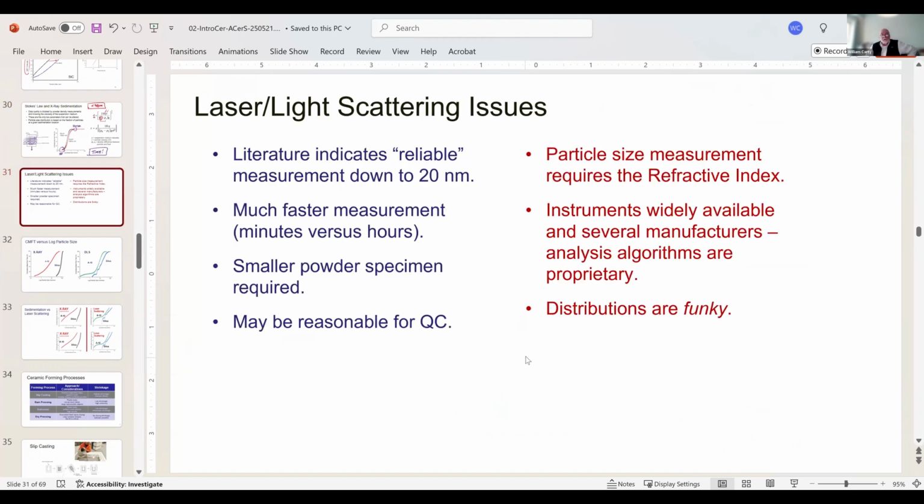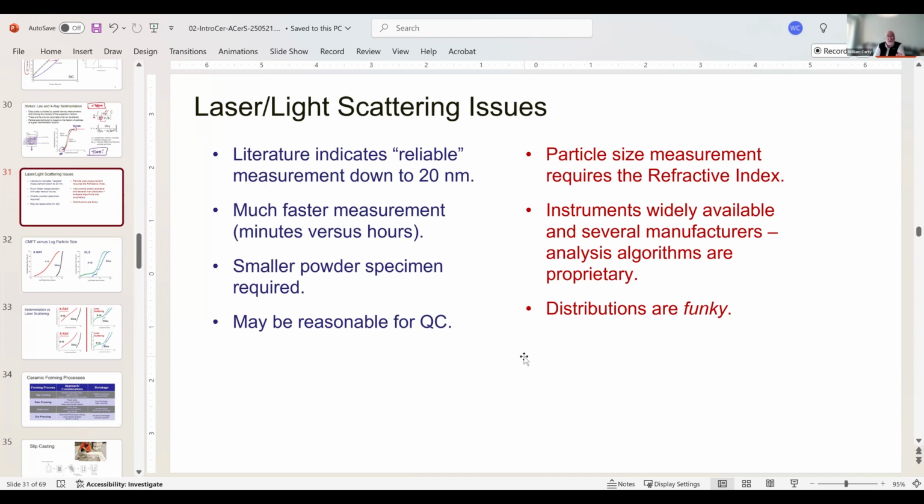Okay, that brings us to light scattering. If you have ever seen me at a conference where we talk about particle size, you will already know my bias is strongly against light scattering and laser scattering. And it's not without basis, believe it or not. Here's the deal. The literature indicates that they can reliably measure particles down to 20 nanometers, and that's reasonable. Some may measure lower than that.